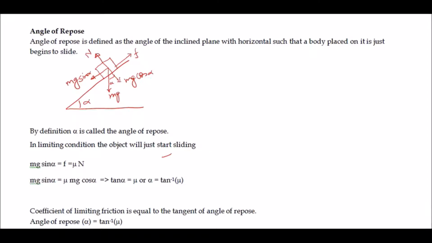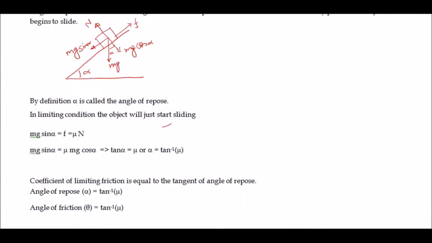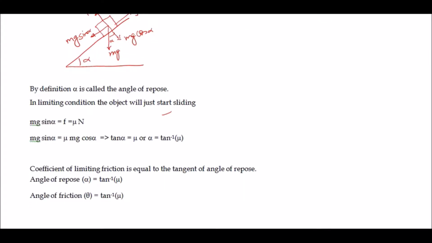So we have already learned that the angle of friction is tan inverse mu. Here the angle of repose comes out to be tan inverse mu. So angle of friction and angle of repose are equal. The coefficient of limiting friction is equal to the tangent of the angle of repose. Angle of repose is tan inverse mu, and angle of friction is also tan inverse mu.